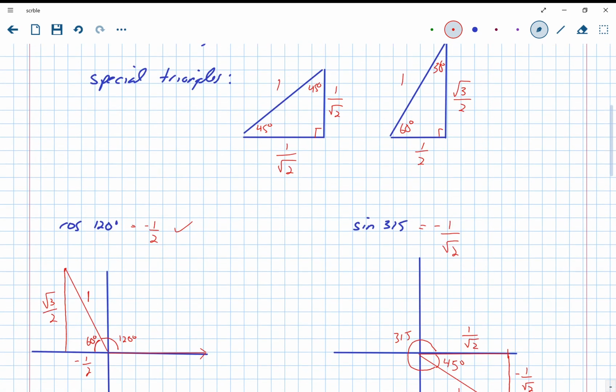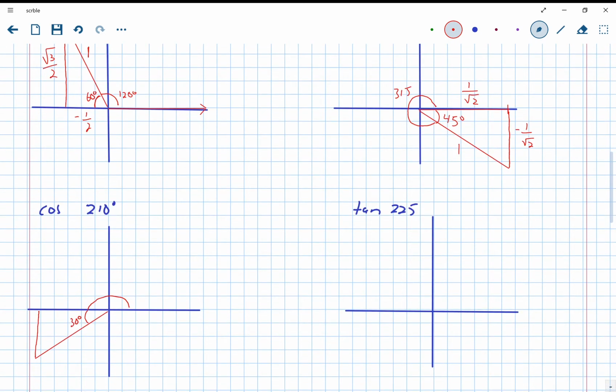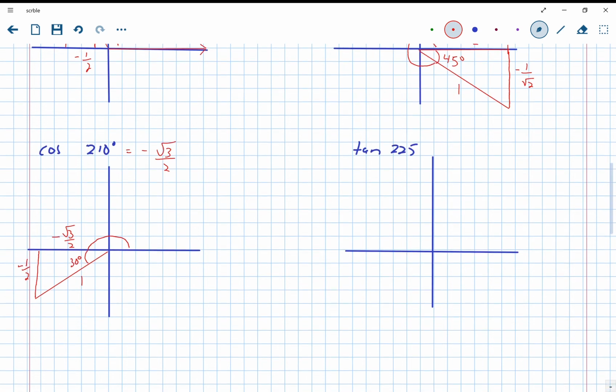So now we're at the second triangle, but this one's different because it's the 30, right? So opposite the 30 goes 1/2, and it's going to be negative 1/2 because it's below the axis. The adjacent is going to be negative root 3 over 2, and the hypotenuse is always 1. So the cosine is negative root 3 over 2 over 1, which is just negative root 3 over 2. Done. Okay, next one, tan 225.